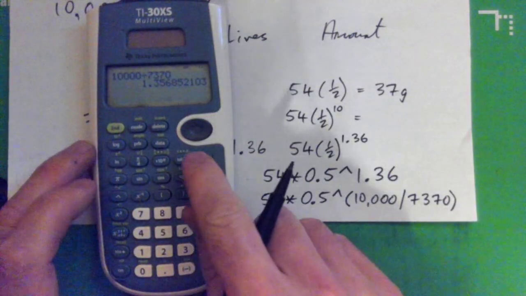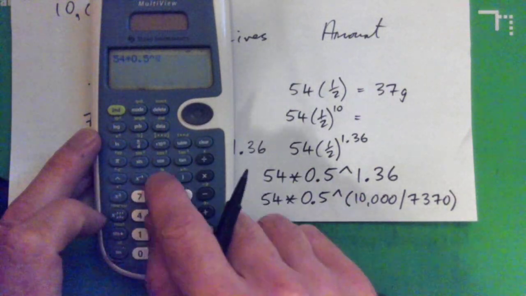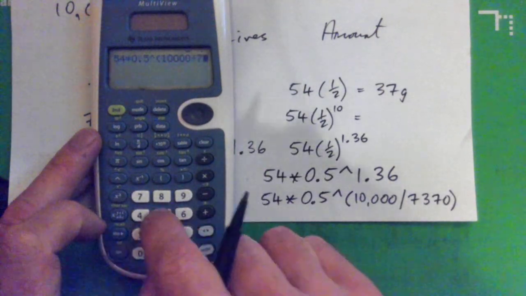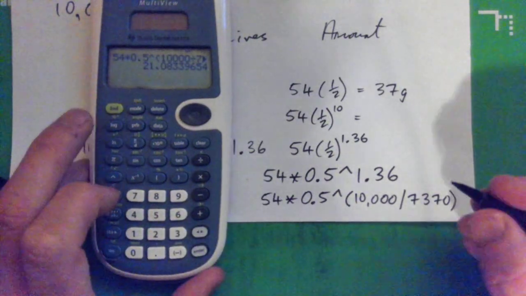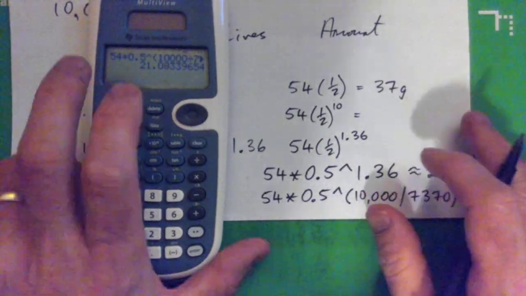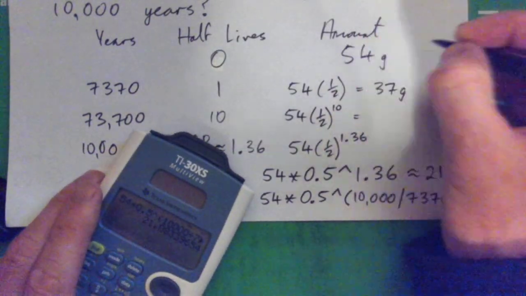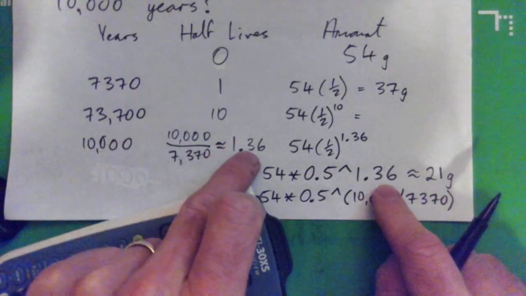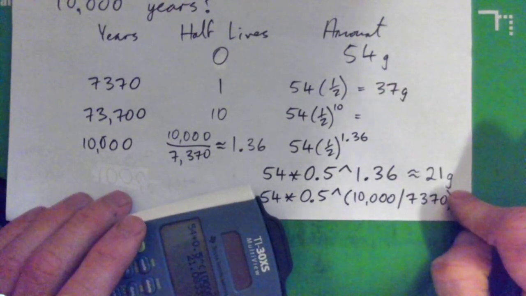So I'll just go ahead and do that then. 54 times 0.5 to the power of parenthesis 10,000 over 7370, and I'm just going to round that to the nearest gram. It should be roughly 21 grams remaining. So we started with 54 grams, and after 10,000 years, which is 1.36 half-lives, it's 21 grams remaining of the 54, right?